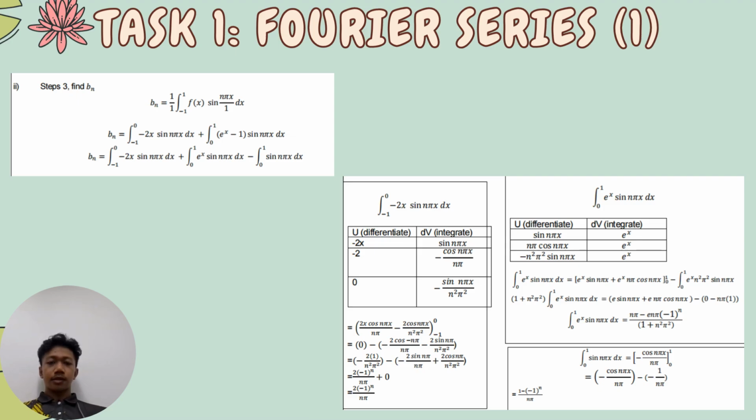Then, using the same tabular method as we mentioned previously, by using LIATE, the algebraic one will be the one to differentiate, and the trigonometric one will be the one to integrate. Solving this, we get the answer of 1 minus negative 1 to the n over n pi.